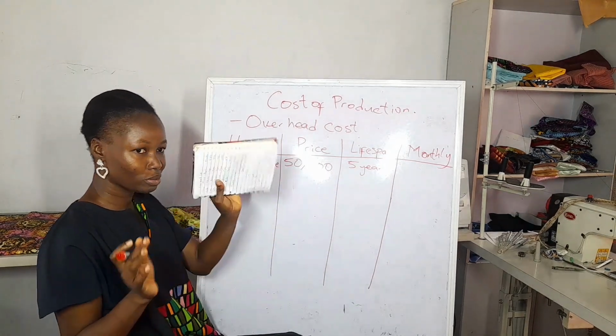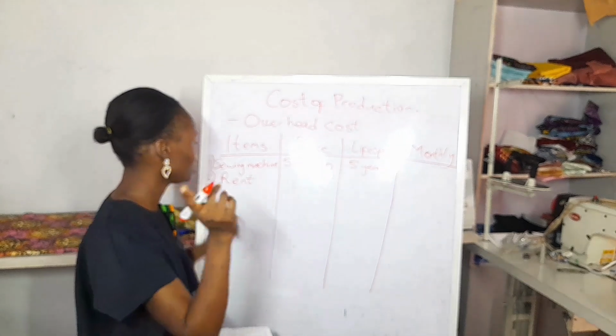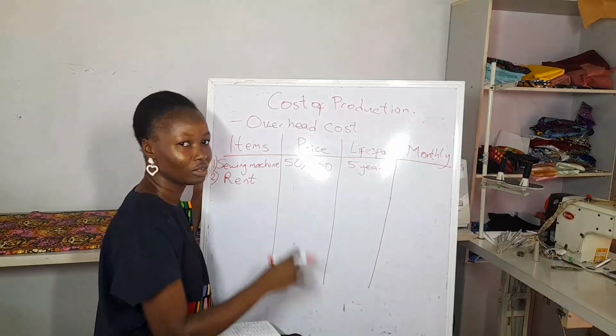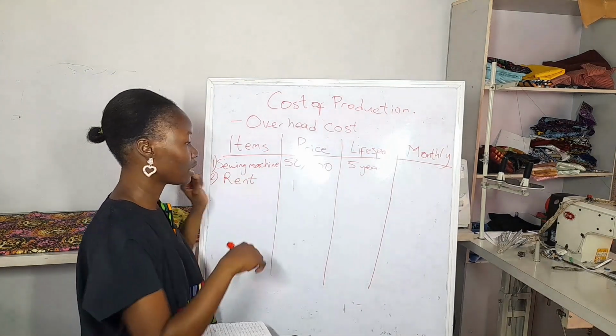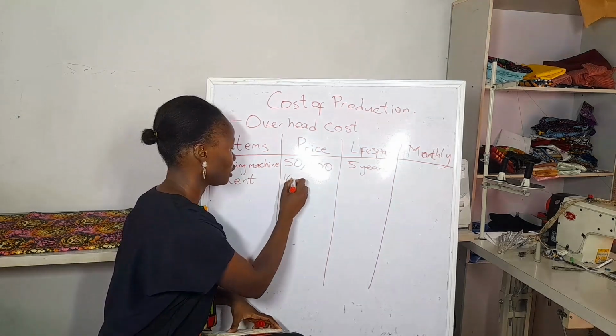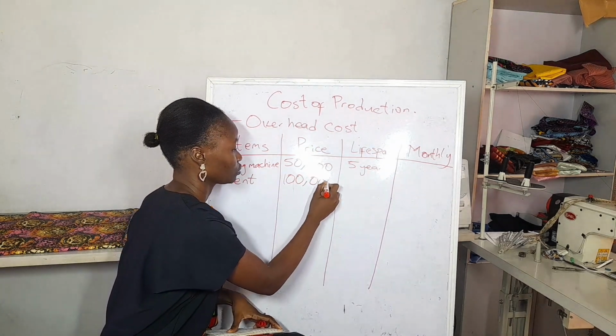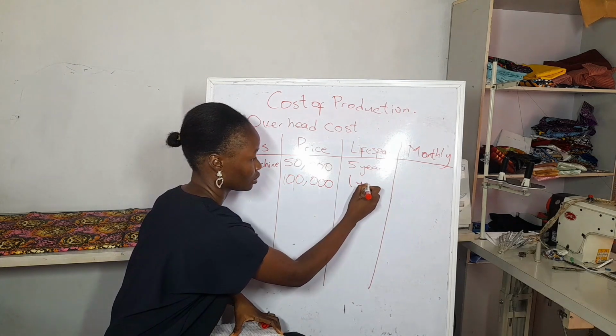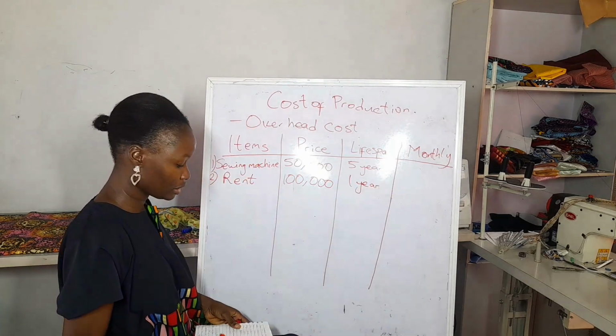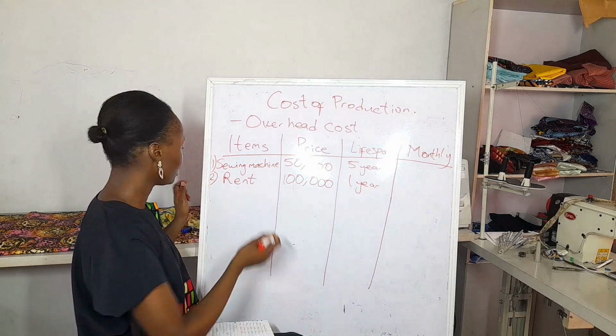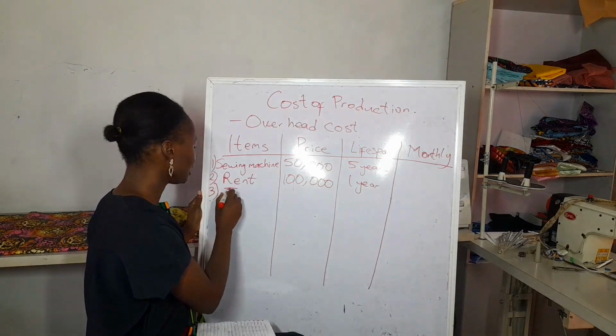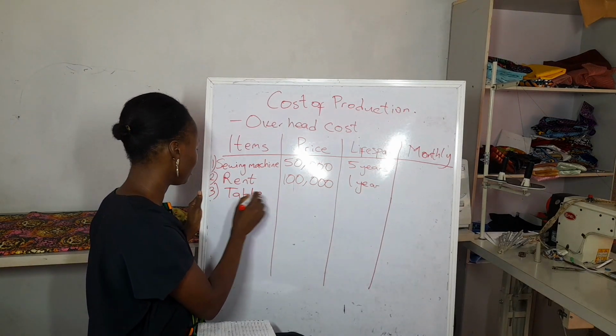Let me hold my notebook. I actually jotted some things down here, so I won't be calculating off it. So your rent now, I assume we are using 100,000, and that is for 1 year. Also, like I said, state everything in your table.